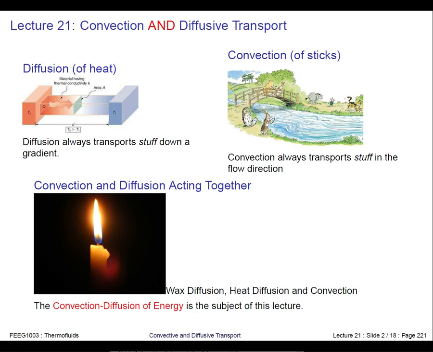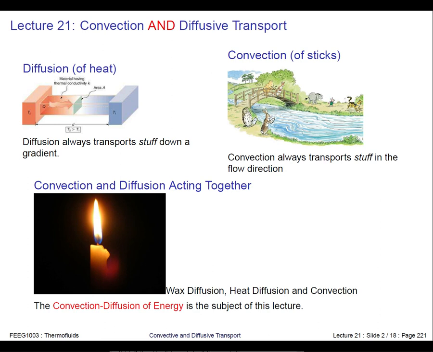Okay, so in reality, in real life, in fluids, we have convection and diffusion going on together, and when diffusion and convection dominates is really something that we're interested in. So a classic example is a candle flame, and we've got two variables here that are being transported.